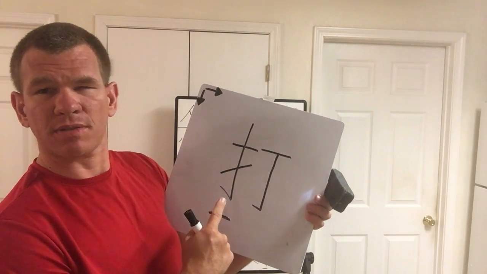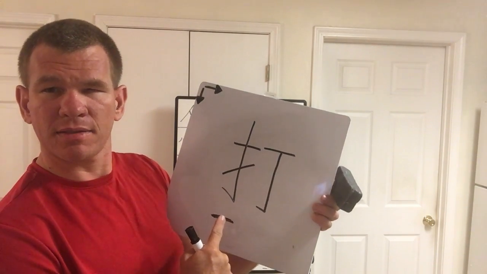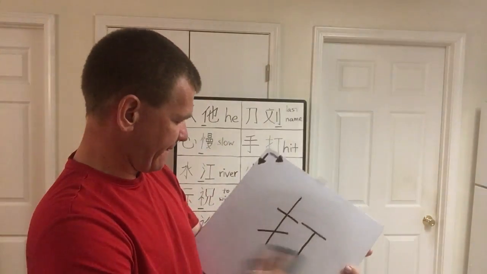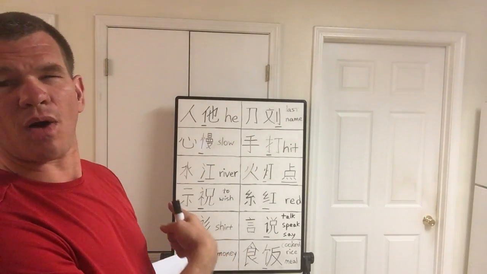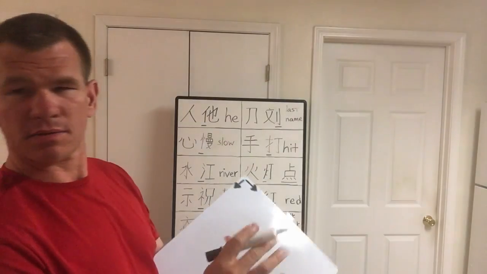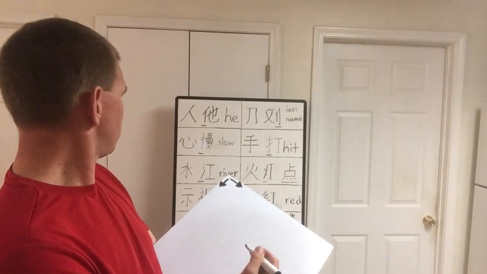This means to hit. So that's what the radical looks like. Hand. It's on the left. That's what it looks like as a radical. And the next one is water. We're going to do water, and then we'll do the radical. Okay?